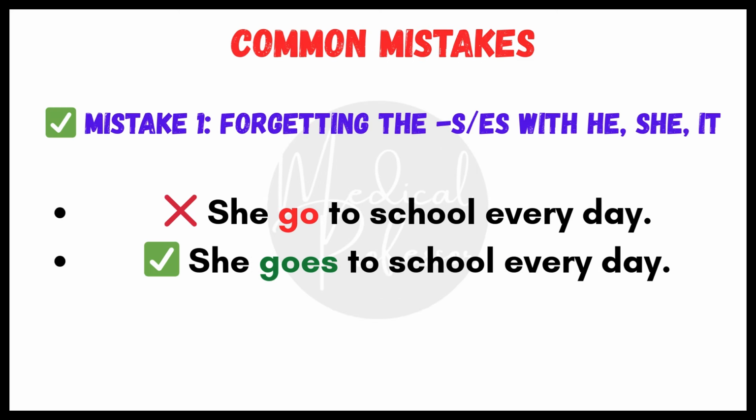Now let's look at some very common mistakes English learners make with present simple tense. Don't worry, after this you'll never repeat them again. Mistake 1. Forgetting s or es with he, she, it. She go to school every day. This is incorrect. The correct sentence is she goes to school every day. When the subject is he, she or it, you must add s or es to the verb. Without it, the sentence is wrong.